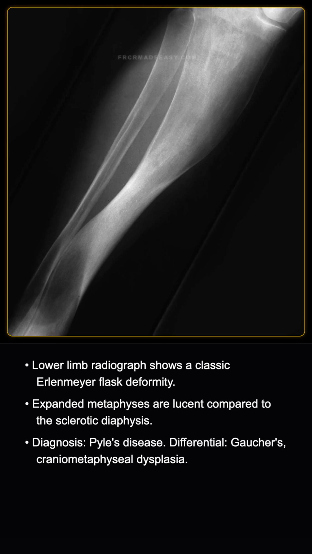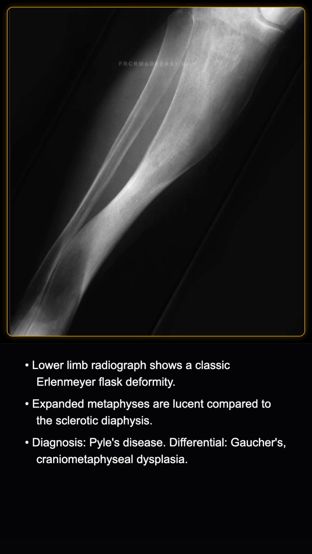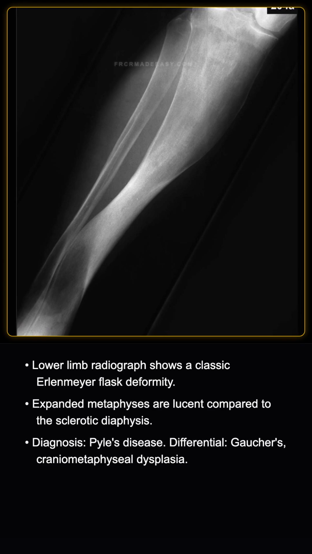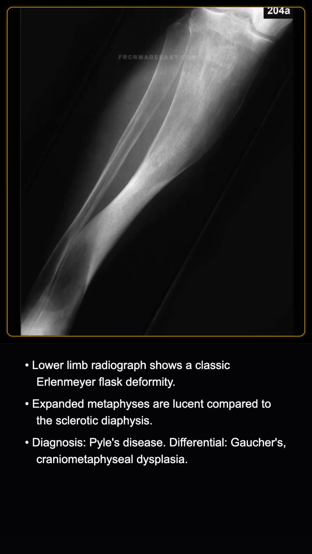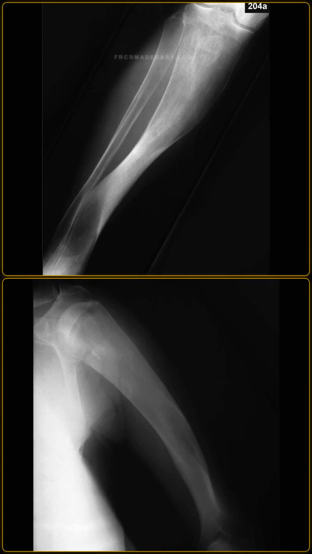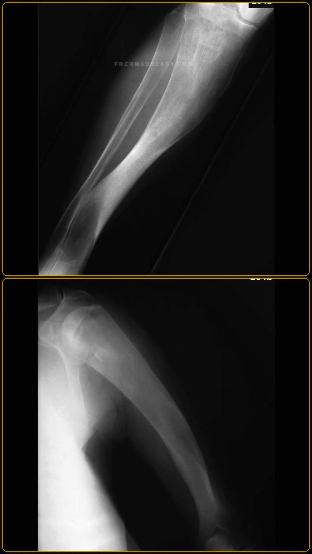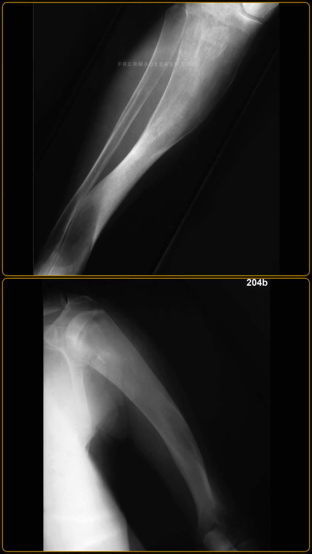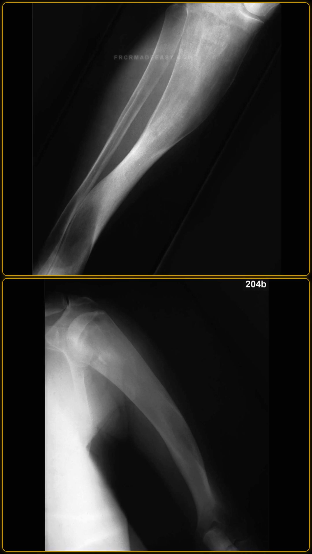The differential diagnosis for an Erlenmeyer flask deformity includes craniometaphyseal dysplasia, Niemann-Pick disease, Gaucher's disease, osteopetrosis, lead poisoning, and thalassemia. I am now showing you a radiograph of the humerus of the same patient. How do these findings compare? And how would you differentiate this condition from craniometaphyseal dysplasia and Gaucher's disease?